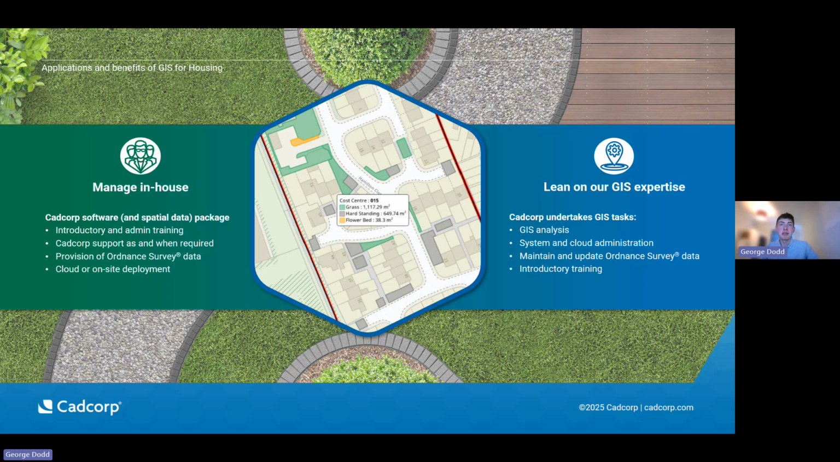With path 2, introductory training is still provided, but CADcorp take more responsibility and administrate the system on behalf of the customer. For example, in path 1, CADcorp would simply supply the data, whereas in path 2, we would supply the data, load it into a spatial database for you, and keep it maintained and up to date. This is really good when a customer either lacks the time or the expertise to do this themselves.